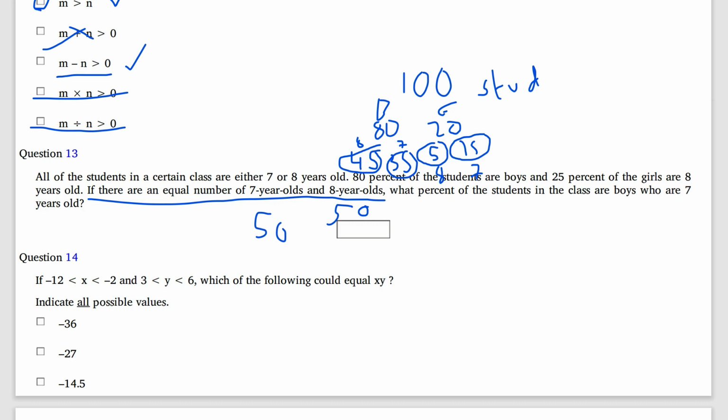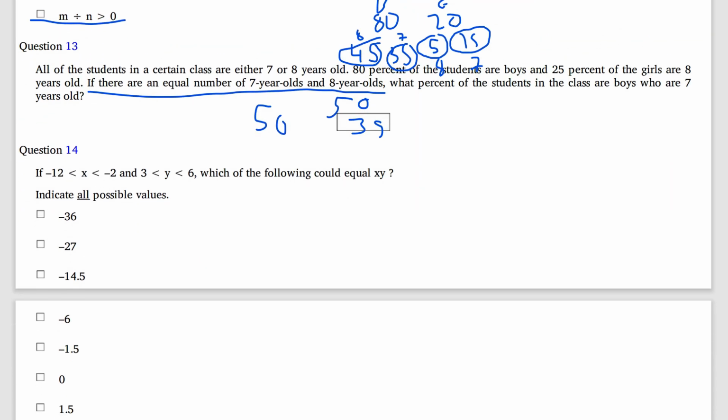And if there's 50 8-year-olds and we've already got 5 8-year-olds that are girls, there must be 45 8-year-olds that are boys. Anyway, I kind of explained it the hard way, but that's the answer. What percent of the students in the class are boys who are 7 years old? 35%. So it's 35 out of 100. Definitely illustrates the benefit of picking numbers there, by the way. No need for equations, by the way, so I'm not sure why this is an equations question.